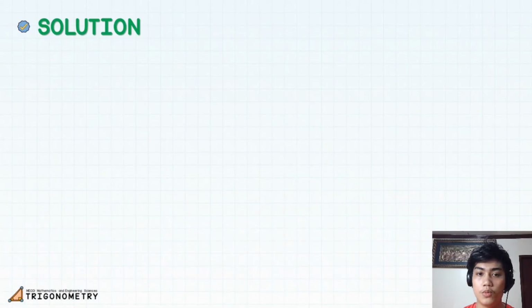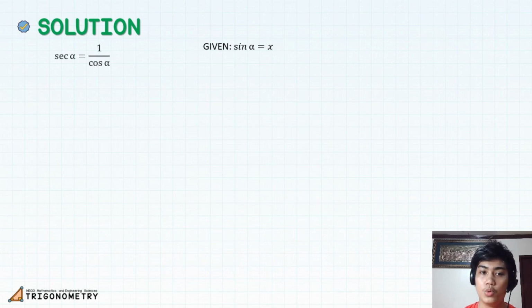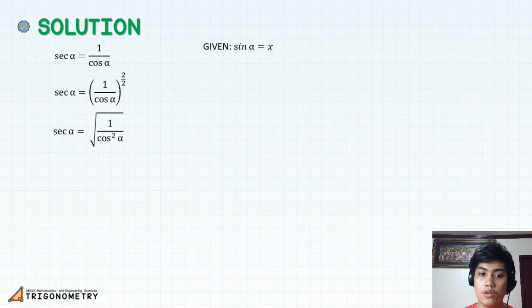From the given, sine of alpha equals x. So we should manipulate secant of alpha so that we can get an answer in terms of x. We know that the secant of alpha is equal to 1 over cosine of alpha. Then, if we use an exponent of 2 divided by 2, which is still equal to 1, hence allowed, we get the square root of 1 squared, which is equal to 1, divided by cosine squared alpha.